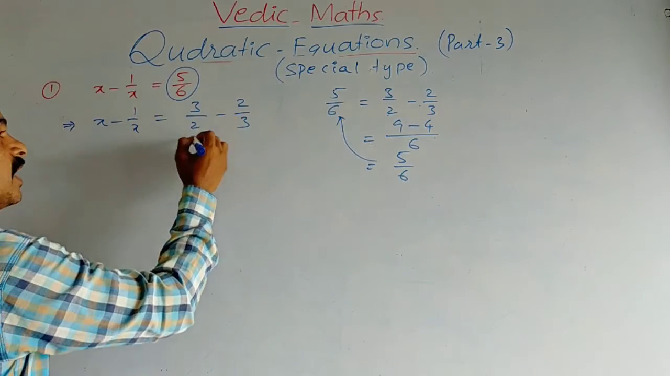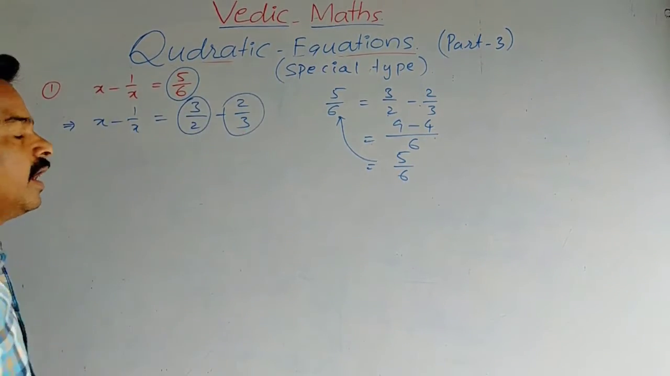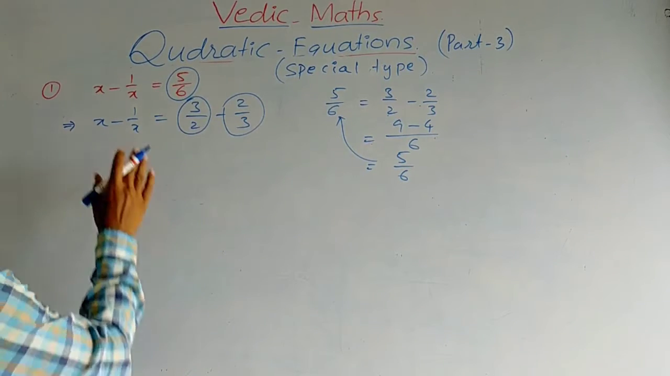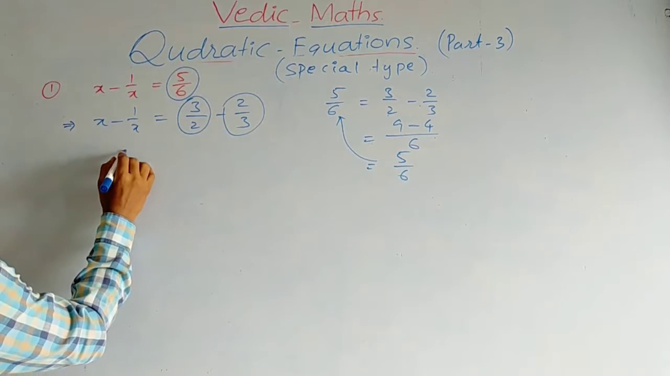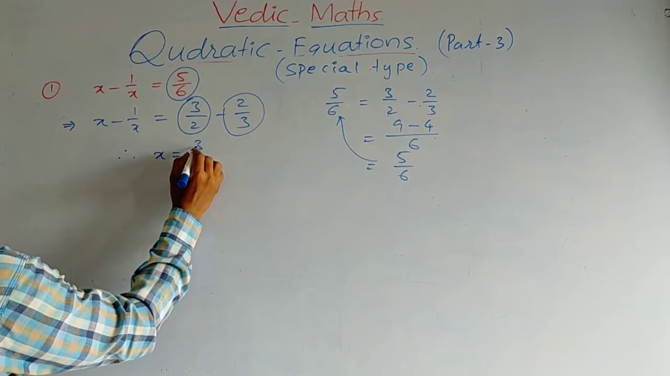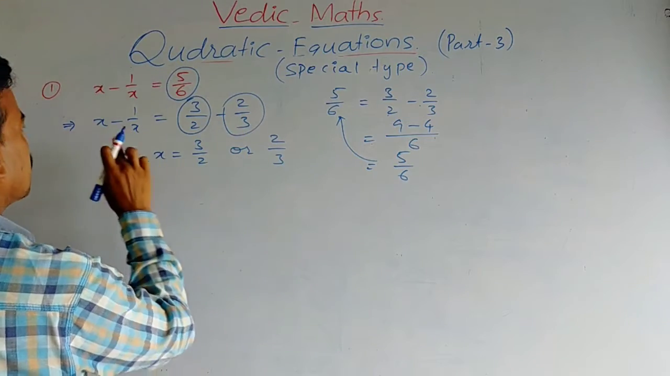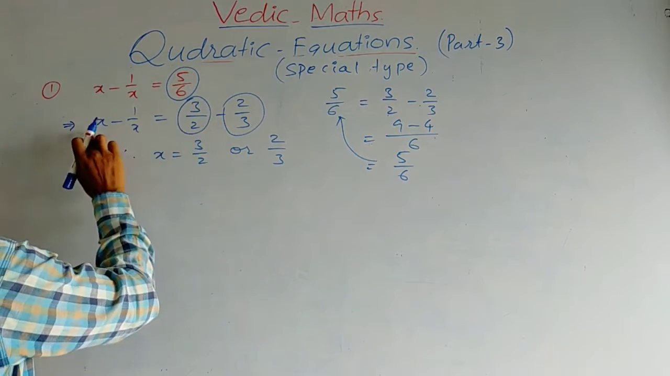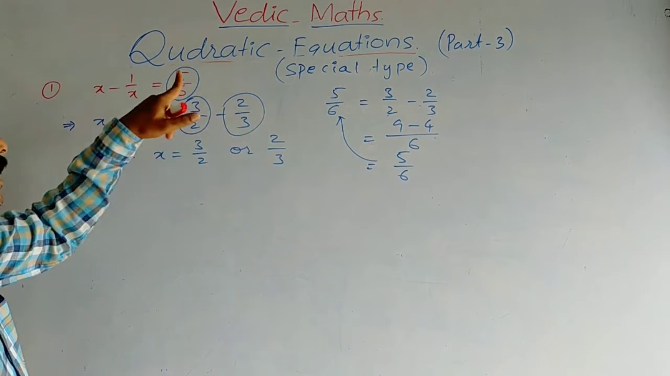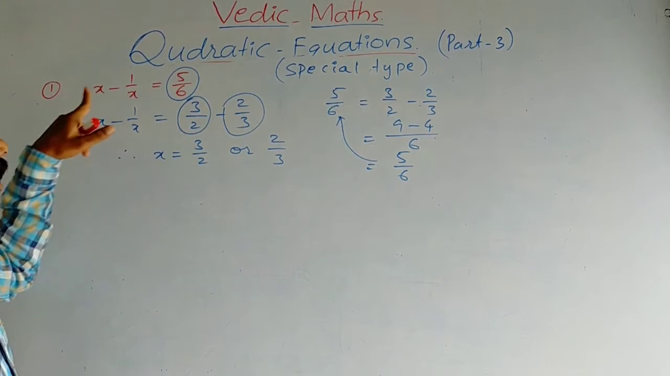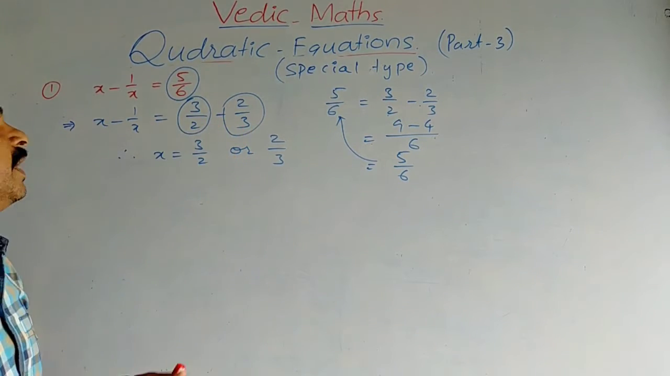Which are reciprocals. Again you see, this one and this one are reciprocals of each other. Here also these are reciprocals of each other. That's why we can write directly x is equal to 3 by 2 or x is equal to 2 by 3. Of course, if you take x is equal to 2 by 3, then 1 by x is equal to this one. If you take x is equal to 3 by 2, then 1 by x is equal to 2 by 3. That's it.